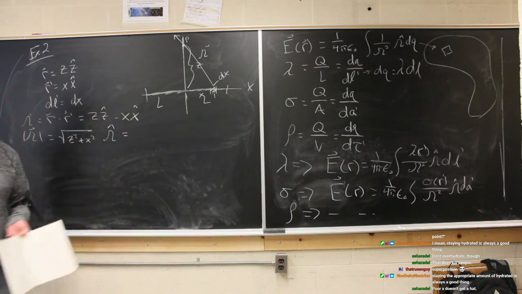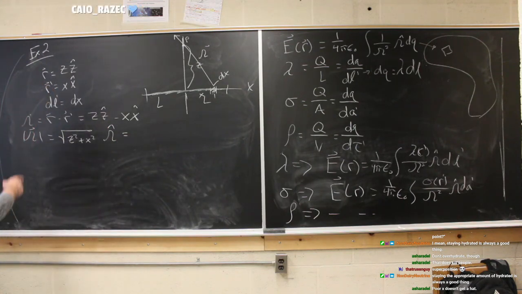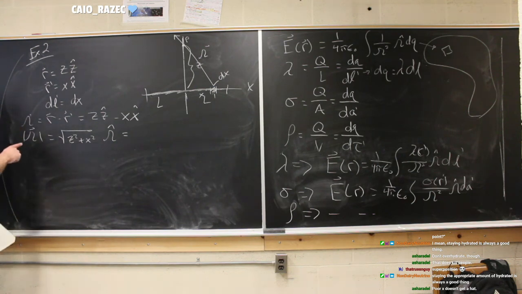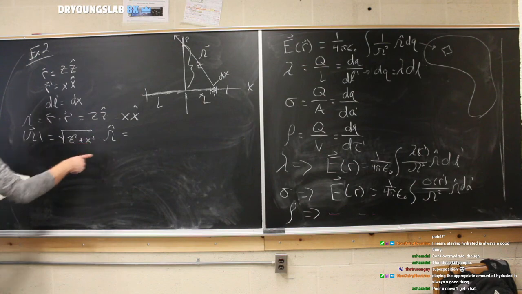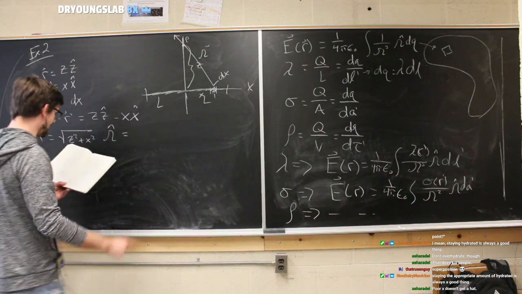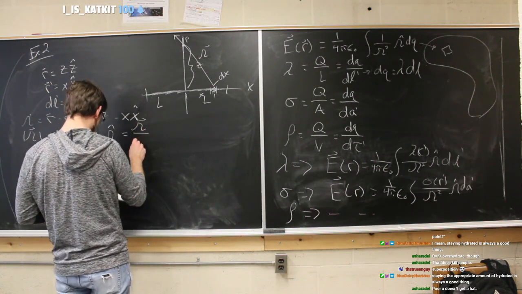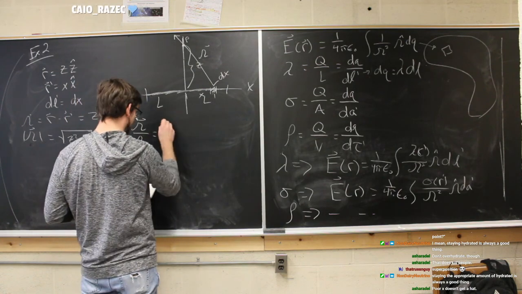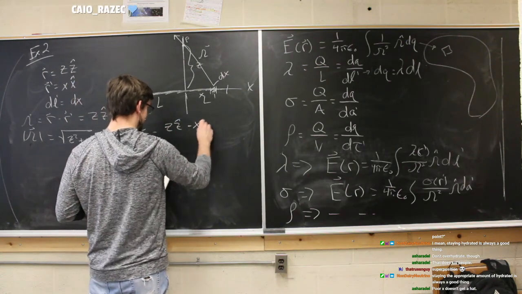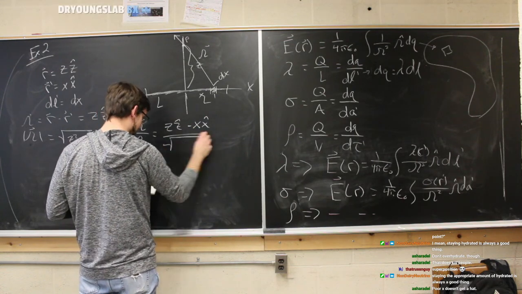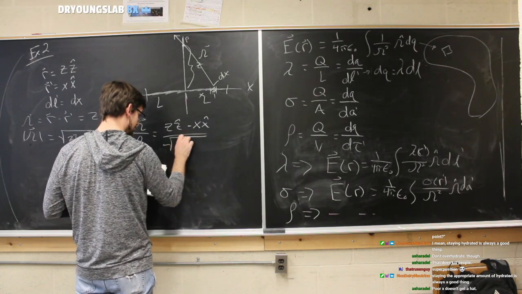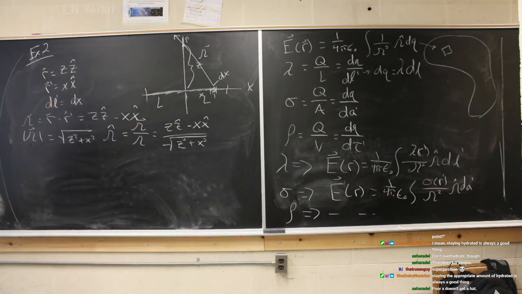Now our r hat, we have to rewrite it in a different way. We do know that our vector is equal to the magnitude times the direction. So the direction is equal to the vector divided by the magnitude. So this is going to be equal to z hat minus x hat divided by the square root of z squared plus x squared. Okay? Poor x doesn't get a hat. Did I miss an x hat? x has x hat. And they're friends.